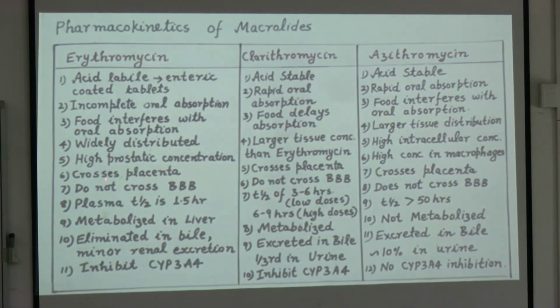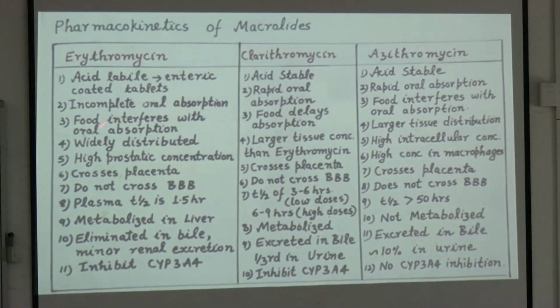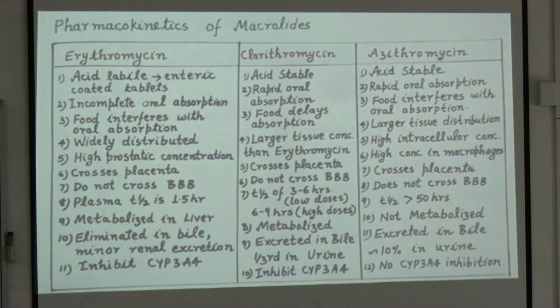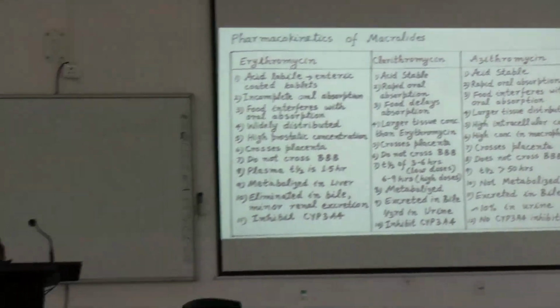Now this is not very important or possible for you to remember. এরিথ্রোমাইসিন, ক্ল্যারিথ্রোমাইসিন, অ্যাজিথ্রোমাইসিনের ফার্মাকোকাইনেটিক্সের একটা কম্পারেটিভ চার্ট। কয়েকটা জিনিস শুধু তোদেরও কাজে লাগবে। এই যে ম্যাক্রোলাইড অ্যান্টিবায়োটিক্স, এরা কিন্তু ফুড affects their absorption.